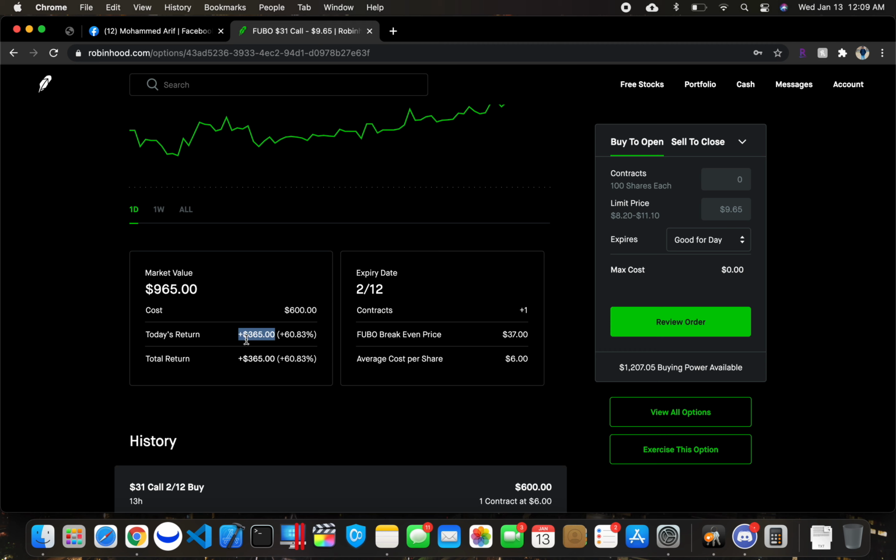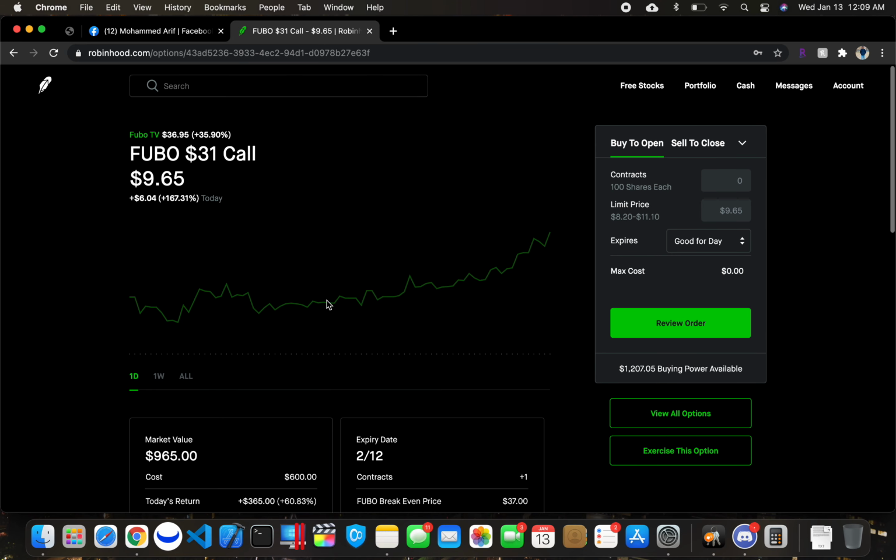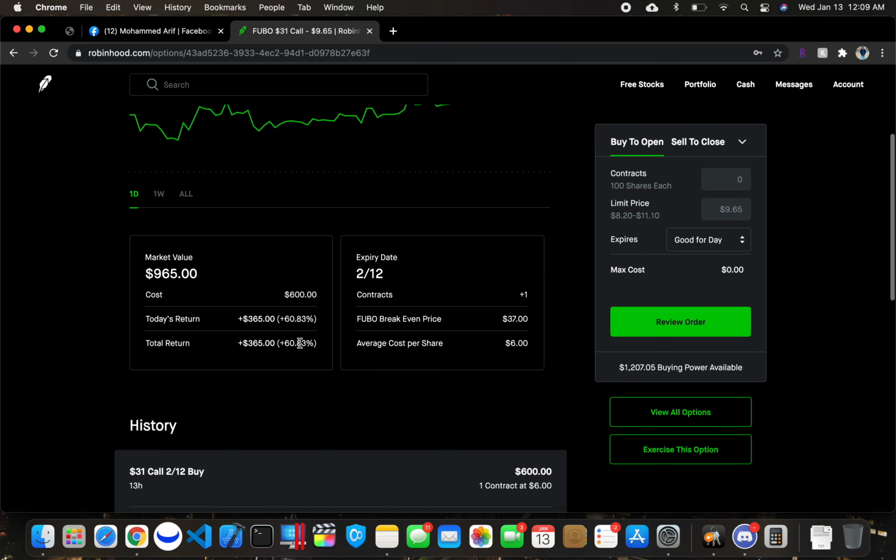I made a $365 profit. This is my profit. This is how much it cost me. I made this much money after paying this much. So I paid $600 and I made $365 profit. So, which is why currently my market value is $365, because look, I paid $600, I made $365 profit. So if you add this number with this 600, you get 965.